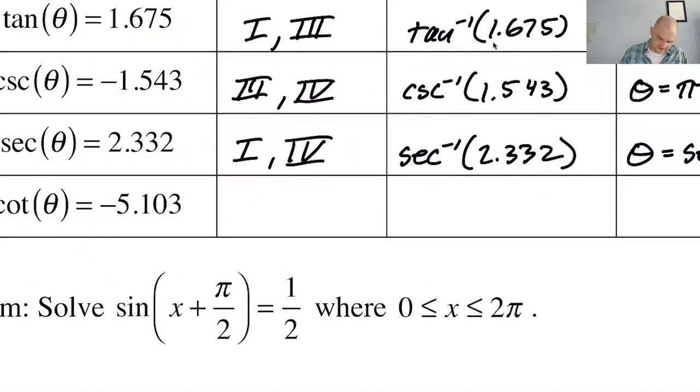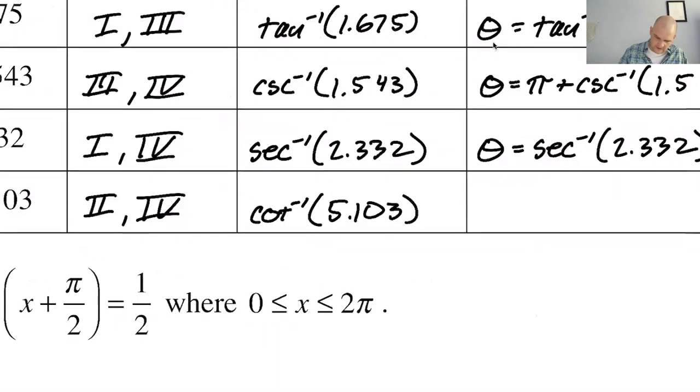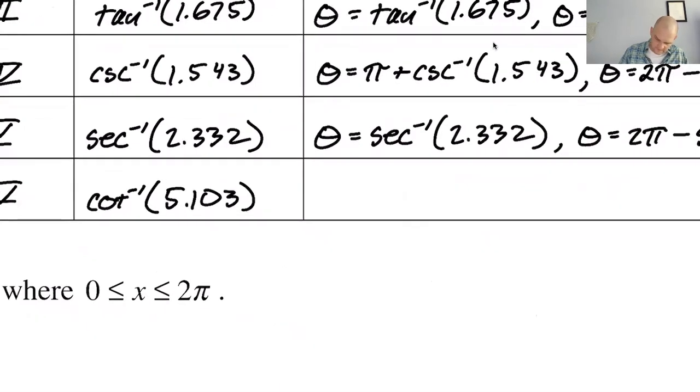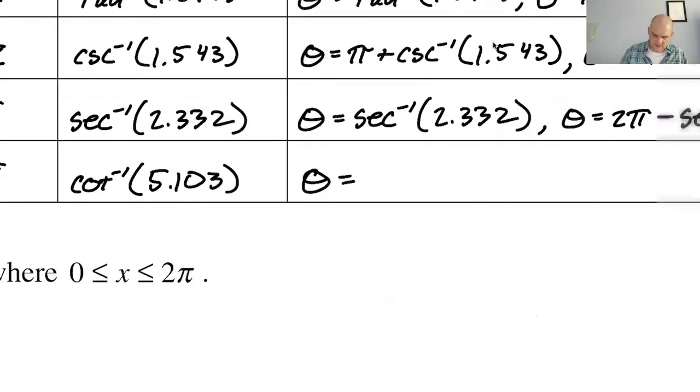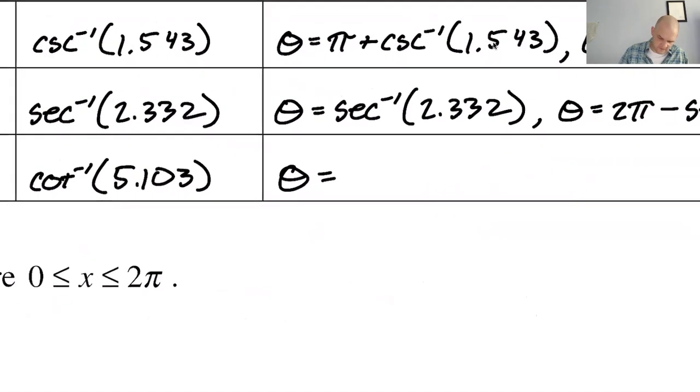So cotangent and it's negative, that's quadrants 2 and 4. And then our reference angle will be the inverse cotangent of 5.103. Okay, so quadrant 2. Yeah, quadrant 2 is going to be, I forgot to copy, hold on. Okay, I'm ready to go. So quadrant 2, it's going to be pi minus the reference angle.